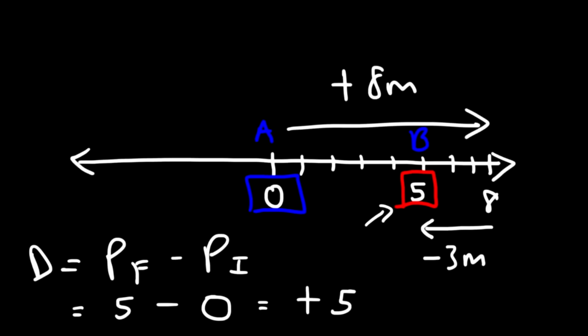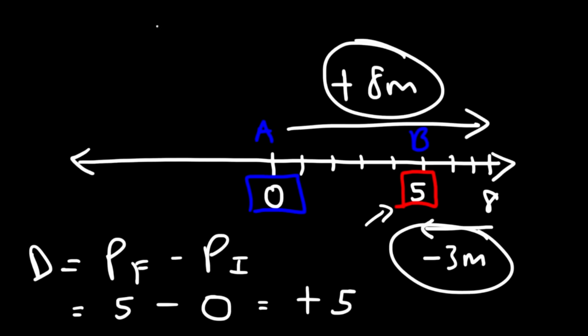Now, distance is a scalar quantity. It only has magnitude. Displacement is a vector quantity. It has both magnitude and direction. In the case of distance, in the first part of the trip, he traveled a distance of positive 8. In the second part, he traveled a distance of positive 3. And so the total distance is 11 meters. Now, displacement has magnitude and direction.